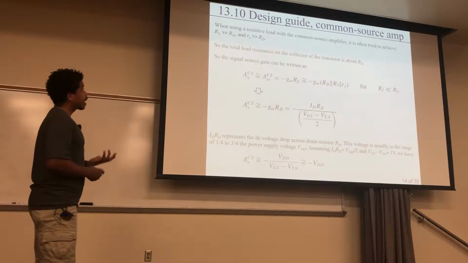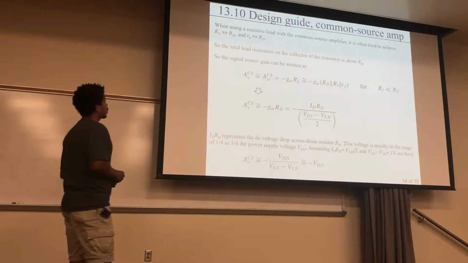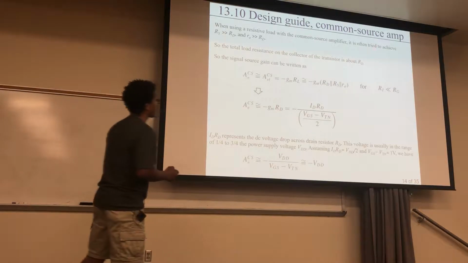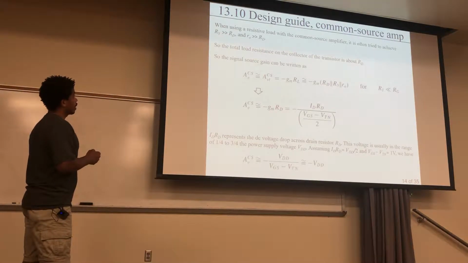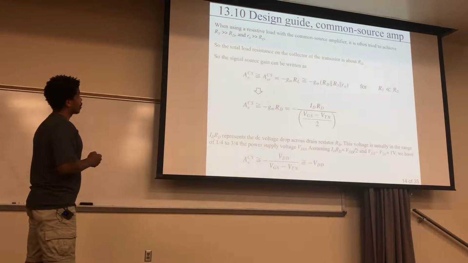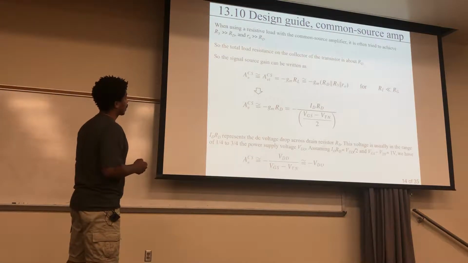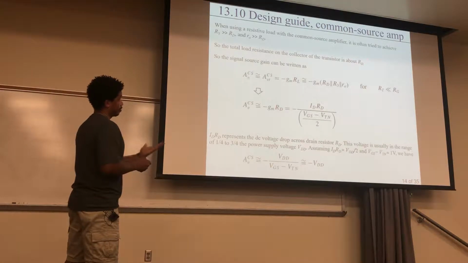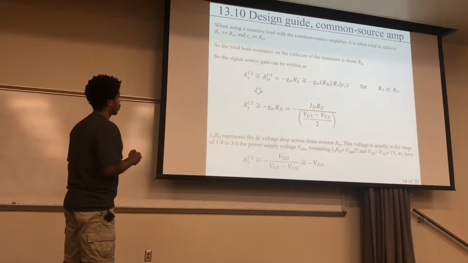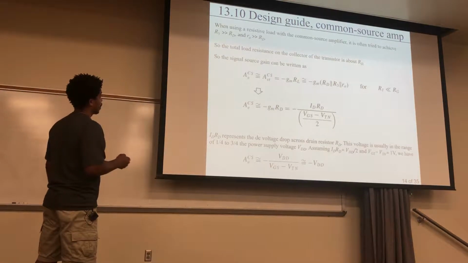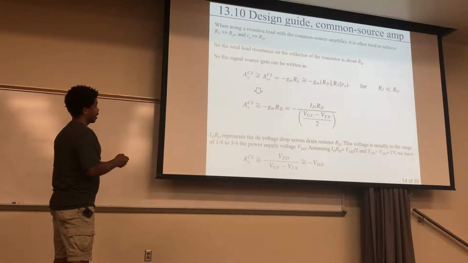Okay, so a design guide for common source amplifier. When using a resistive load with a common source amplifier, you want your R out to be much, much greater than your RD. So the total load resistance on the collector of a transistor is basically just RD, because the other ones are quite negligible. So the signal source gain can be written like this, which you just saw in the last slide, and you can extract it to like this.